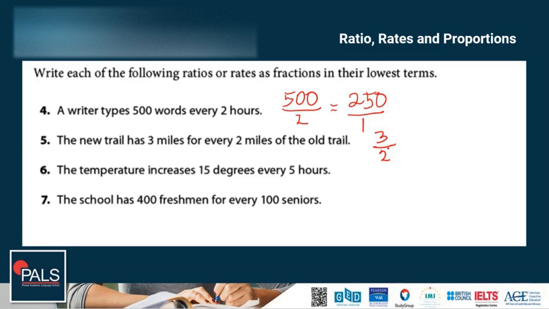Number 6, the temperature increases 15 degrees every 5 hours. 15 over 5. Reduce to lowest terms, 3 over 1. The school has 400 freshmen for every 100 seniors. So 400 over 100. Simplify, 4 is to 1. So here are the answers.